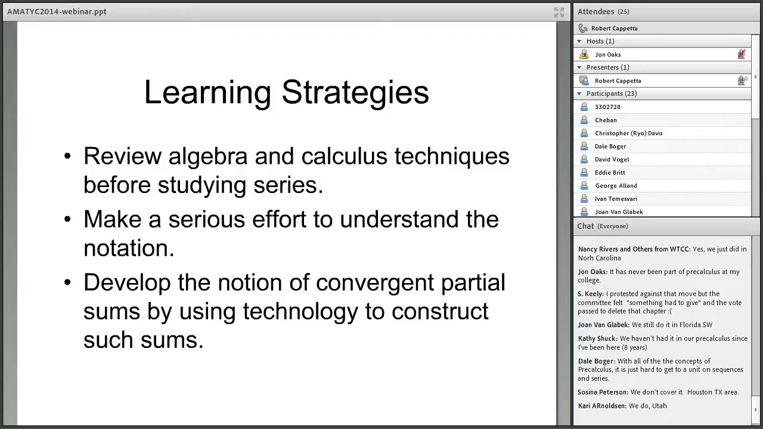I'm saying the students need to make a serious effort to understand the notation. So what does it mean? And again, maybe a study sheet might help them be able to do that. The third one is a tricky one.